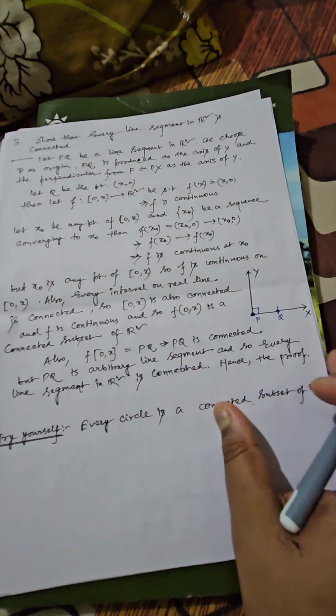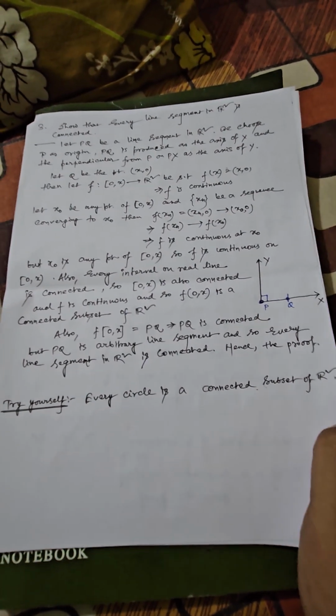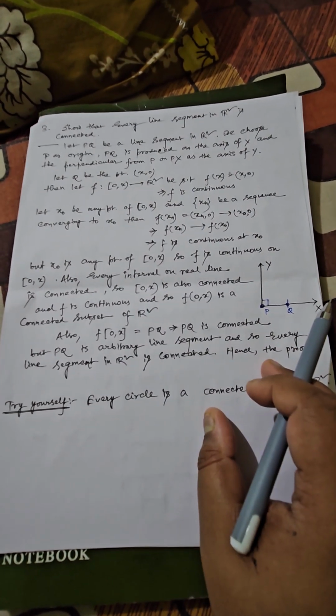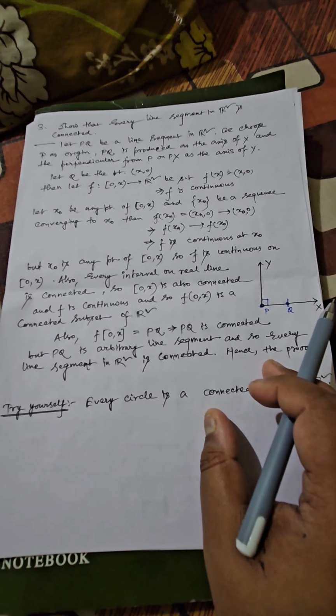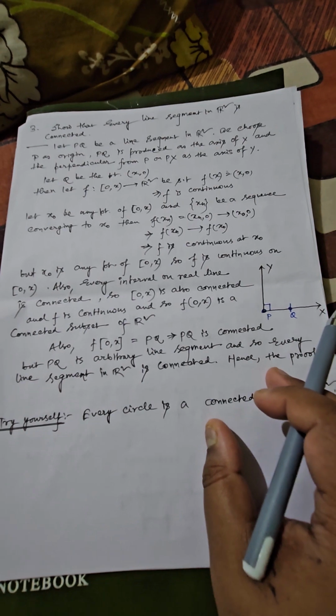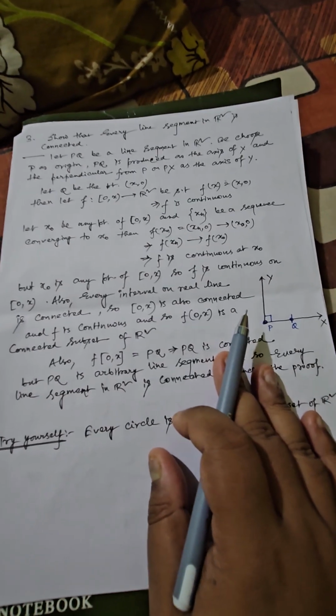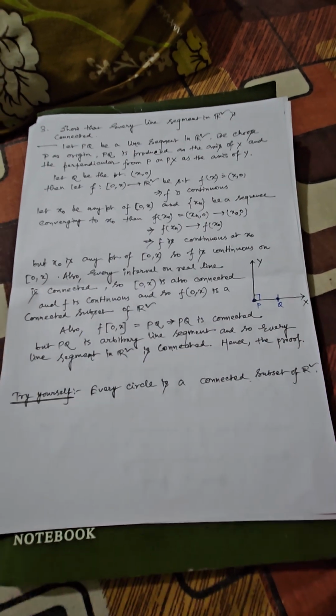But the problem is that here you have taken PQ in an arbitrary fashion, so PQ is an arbitrary line segment. That means each and every possible line segment belonging to R2 must be connected, and that's why we can say the proof is complete. So this is an important example. You can also prepare this one for your examination.